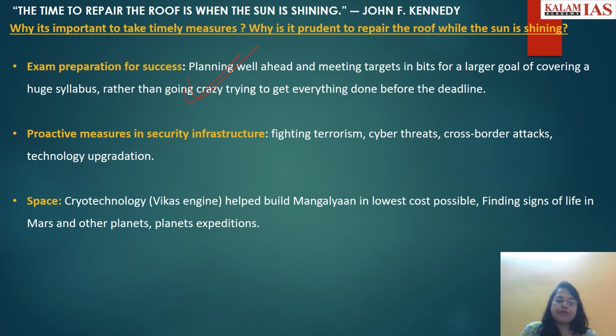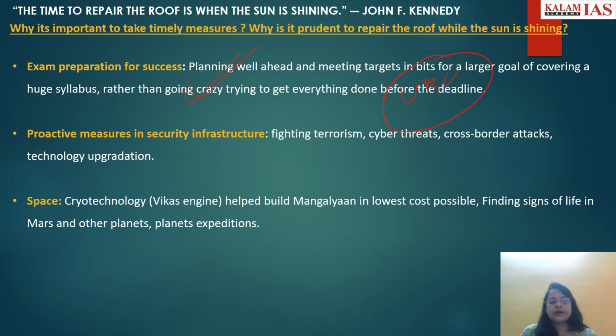You can talk of your own UPSC preparation. So you're having a big syllabus, a bigger goal, a larger goal, and how you can plan well ahead, how you can make daily targets, small targets in bits in order to achieve the larger goal of covering a humongous syllabus rather than going crazy. You all know the consequences of going crazy at the last moment in the UPSC. So this also you can quote.